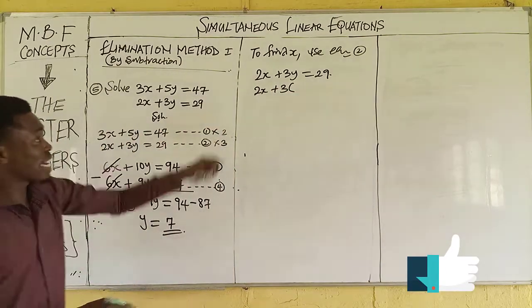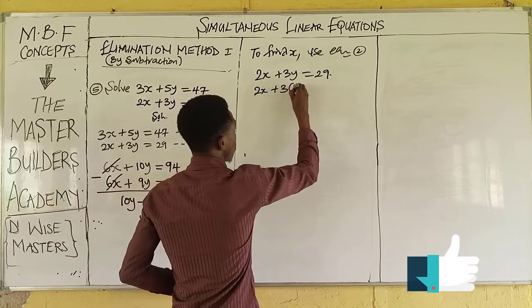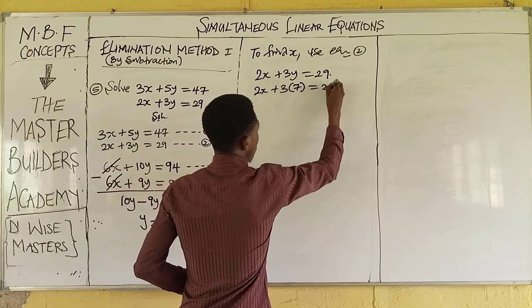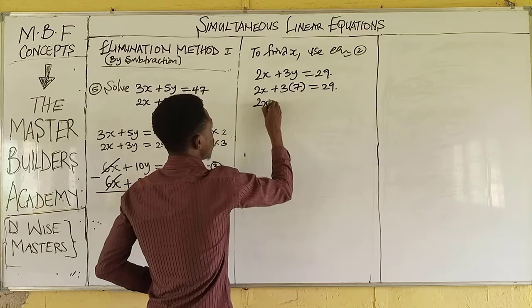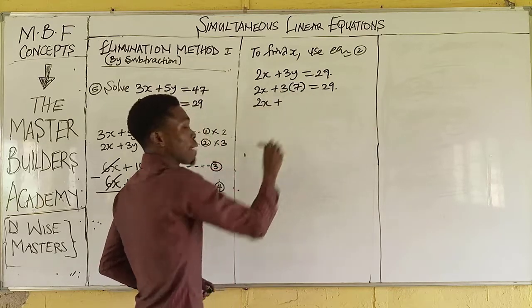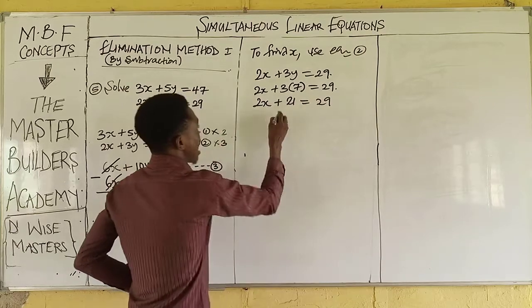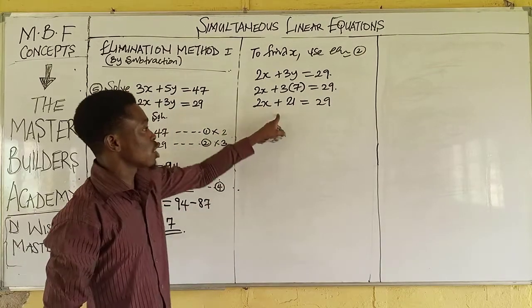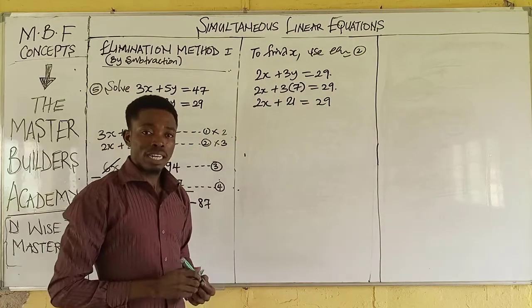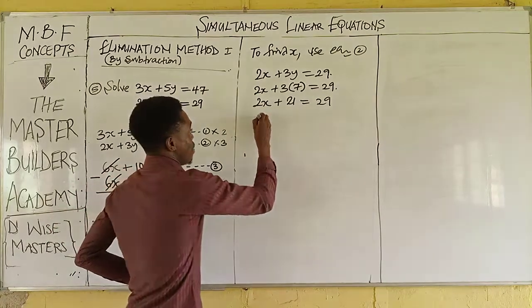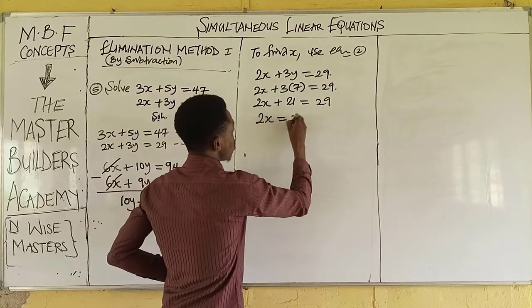So we are going to be multiplying 3 by 7 equal to 29. Then this will have given us 2x plus 3 multiplied by 7, we have 21 equal to 29. Now, at this point, we need to collect like terms. The constant terms, we need to put them to the right hand side, right? So we therefore have 2x is equal to 29.